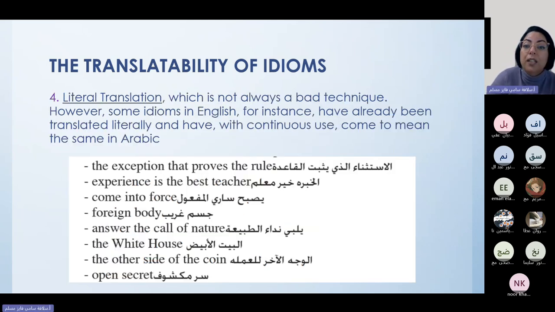The last one is to do something called a literal translation. However, it's not very convenient. As much as you can, try to avoid literal translation. If it's there, use it. If it's not, try to avoid it. For example, the exception that proves the rule, which is understood, but it's literal. Okay.